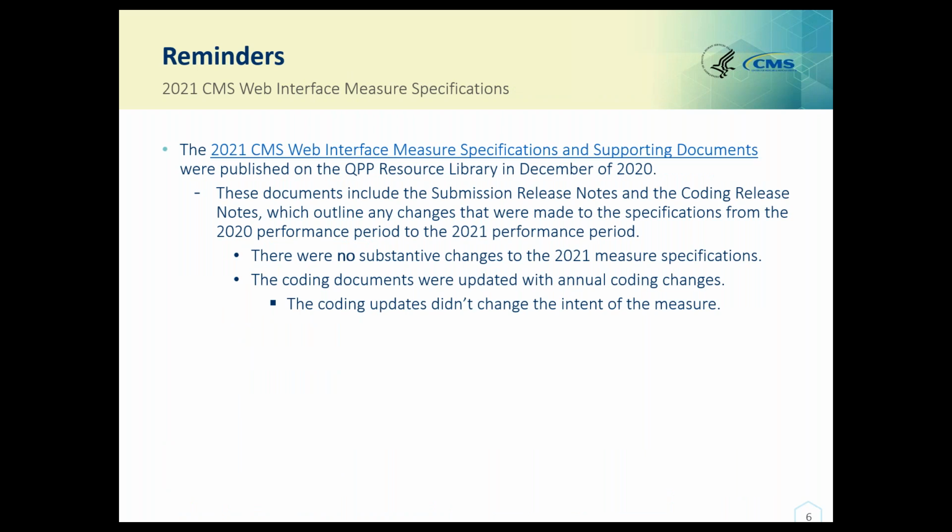The 2021 CMS Web Interface measure specifications and supporting documents were published on the Quality Payment Program Resource Library in December of 2020. These documents include the submission release notes and the coding release notes, which outline any changes that were made to the specifications and coding documents from the 2020 performance period to the 2021 performance period. There were no substantive annual changes to the 2021 measure specifications. The coding documents were updated with annual coding changes. However, the coding update did not change the intent of the measure. Medical record documentation is always necessary to support the information reported within the CMS Web Interface.